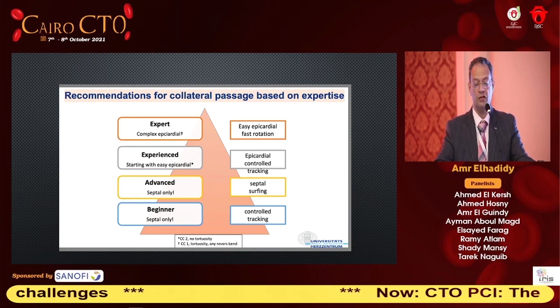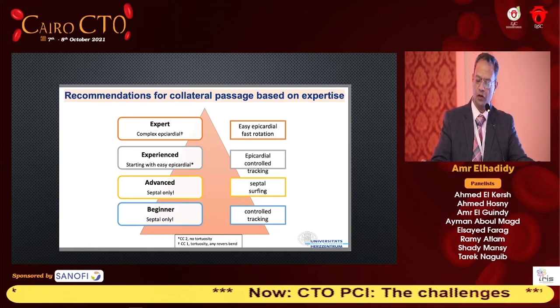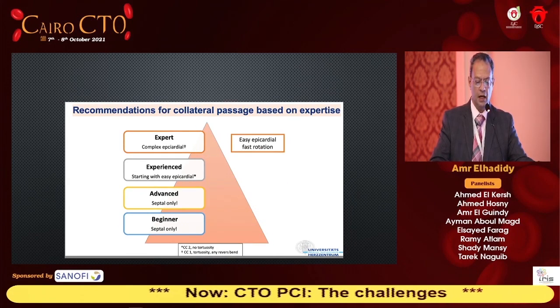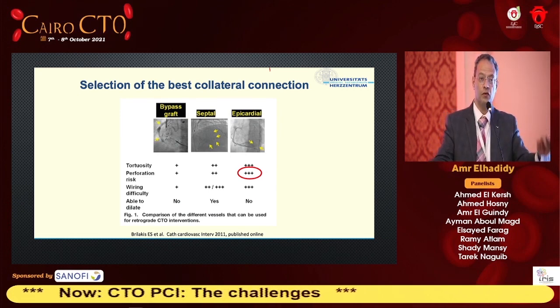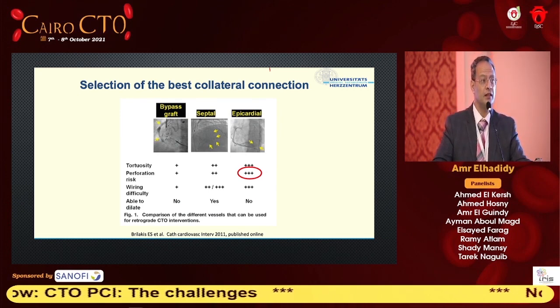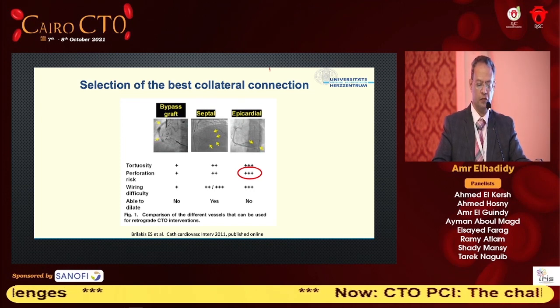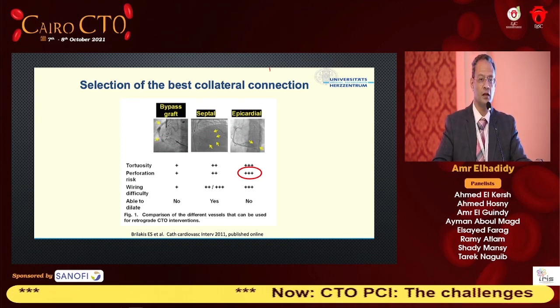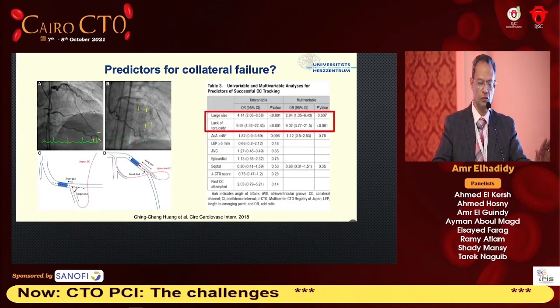And then if you are more expert, you can use complex epicardial collaterals, and easy epicardial ones first. You need to know why this pyramid exists, because you need to select your collaterals. You need to know the difference between the septal, the epicardial, and the bypass graft. If you look at this table, you will see that tortuosity and perforation risk are higher with epicardial collaterals, so be cautious with them. Think before you start, and have your equipment ready for the complications that can occur, and it will let you do the case easily.